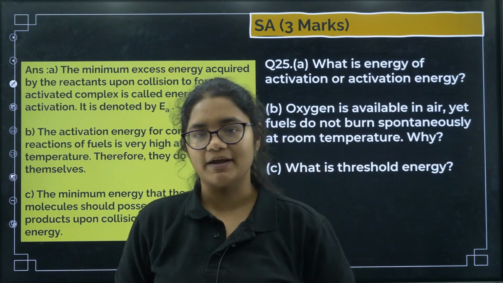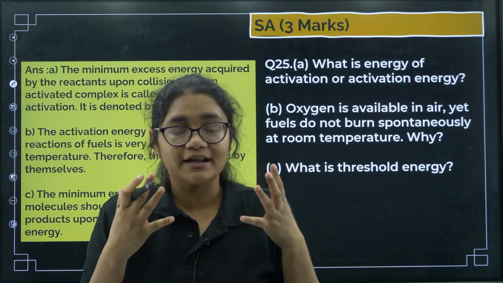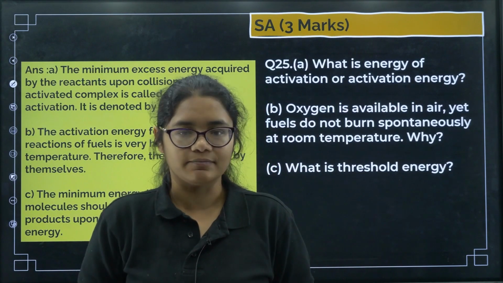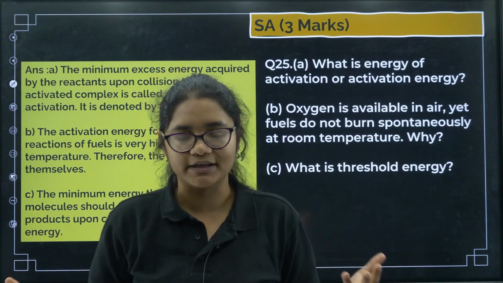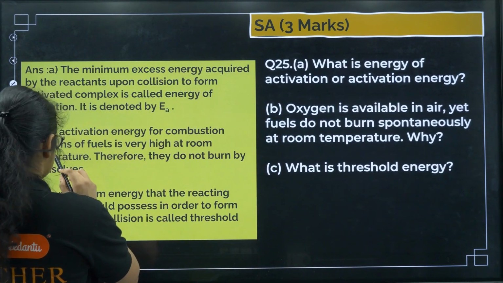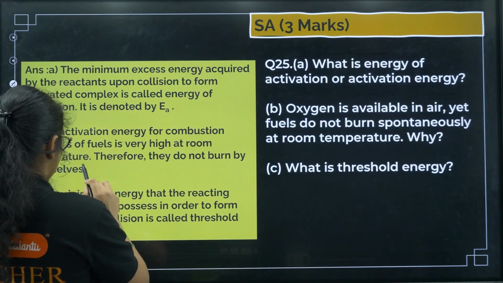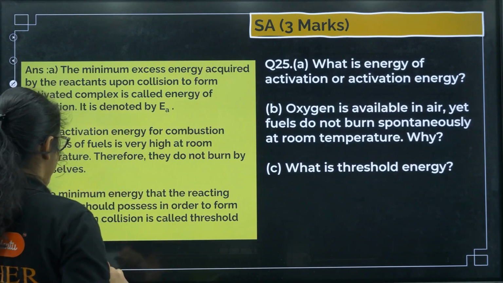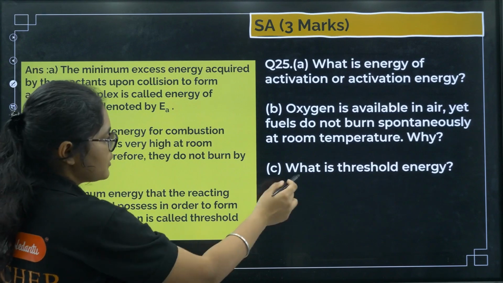Next, oxygen is available and the fuels are present. Why don't they catch fire? Because there is a minimum threshold energy that the fuels should have. They do not have this energy at room temperature, so that is why they do not catch fire. The activation energy for the combustion reaction of fuels is very high at room temperature, therefore they do not combust or burn. Next, what is threshold energy?